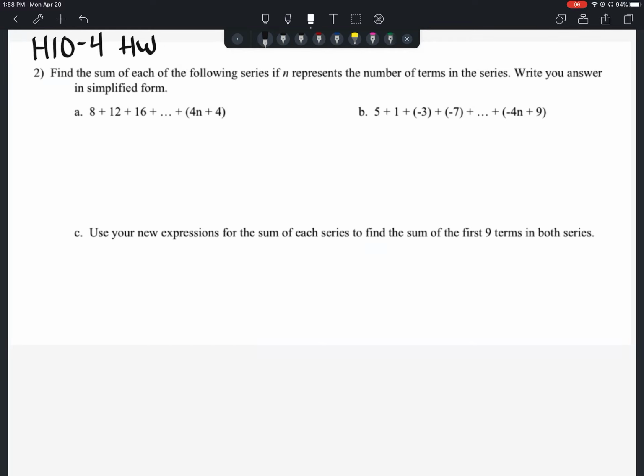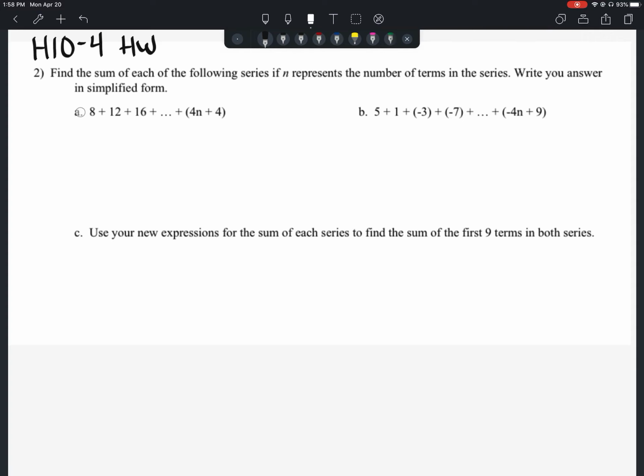Welcome to problem number 2 from the H10-4 homework. The directions state, find the sum of each of the following series if n represents the number of terms in the series. Write your answer in simplified form.